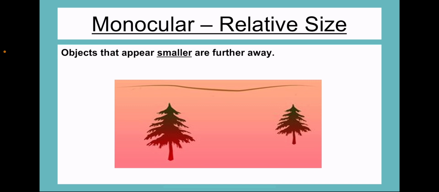So if you've got two trees here and one of them is bigger, like the one on the left, we would say that is closer. The one on the right is smaller, so we would say that is further away. Now, a common error here is to mix up height in plane with relative size. Students mix these two up a lot, so make sure you are clear on the difference between these two.